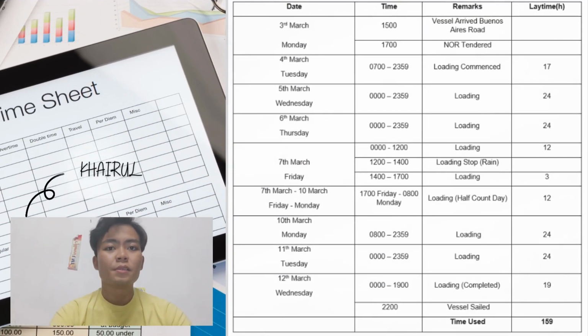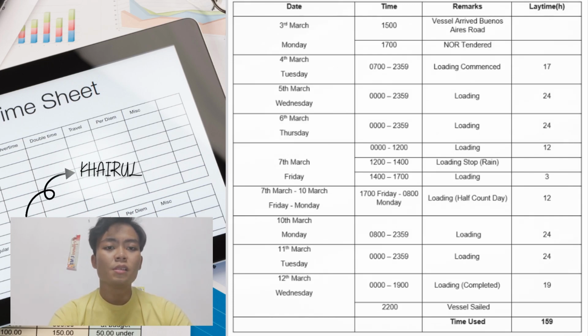For the timesheet, 3rd March, Monday, 1500 hours, vessel arrived at Buenos Aires Road, 1700 hours, notice of readiness tendered. 4th March, Tuesday, 0700 until 2359 hours, loading commencing. Total laytime is 17 hours. 5 March, Wednesday, 0000 hours until 2359 hours, ship loading. Total laytime is 24 hours.